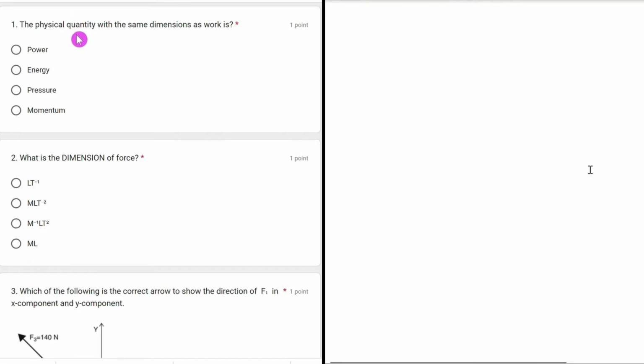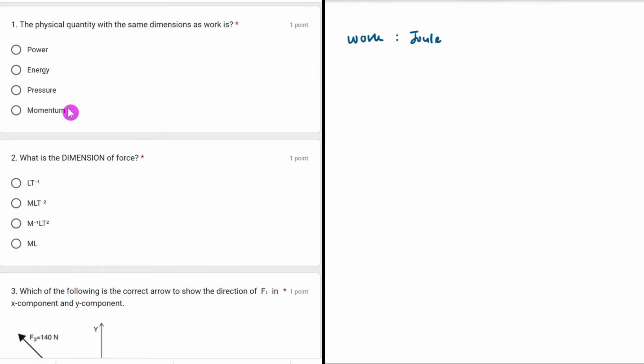So the physical quantity with the same dimensions as work is, alright, so bila saya baca soalan ni, this is very easy sebab dimension yang sama dengan work. Alright, so as we know, work, the unit is joule. Okay, so jadi apa physical quantity? Power, energy, pressure and momentum.